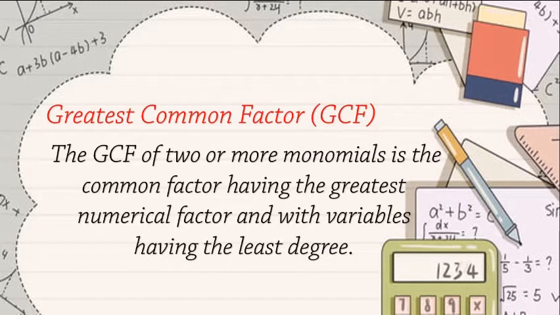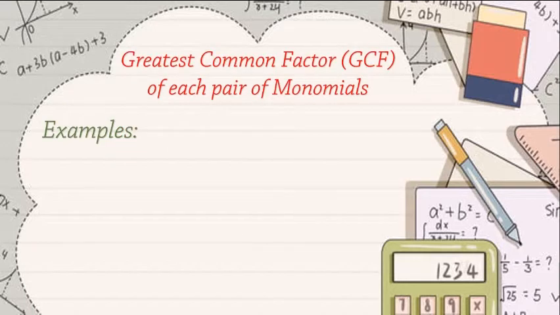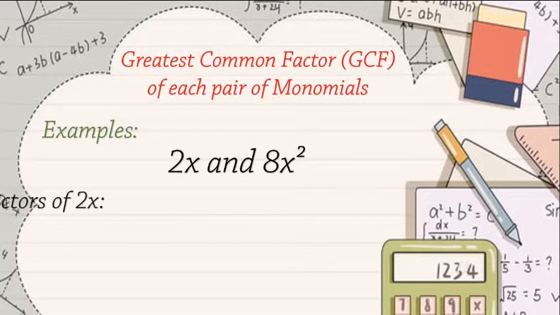The GCF of two or more monomials is the common factor having the greatest numerical factor and with variables having the least degree. Let's try to solve examples in finding greatest common factor of each pair of monomials. Let's try 2x and 8x squared. What's the first thing that you need to do in solving for the GCF?